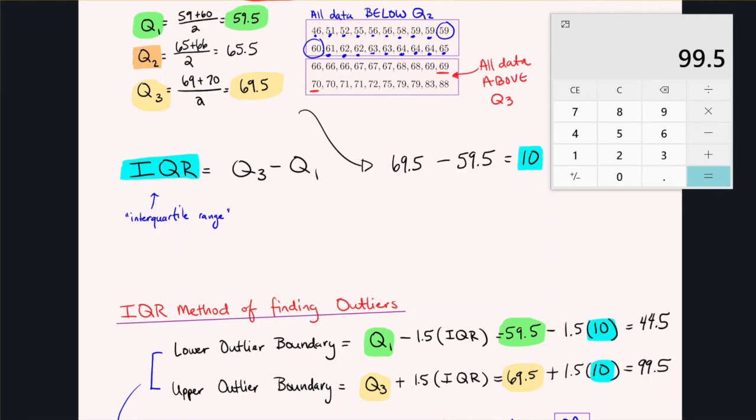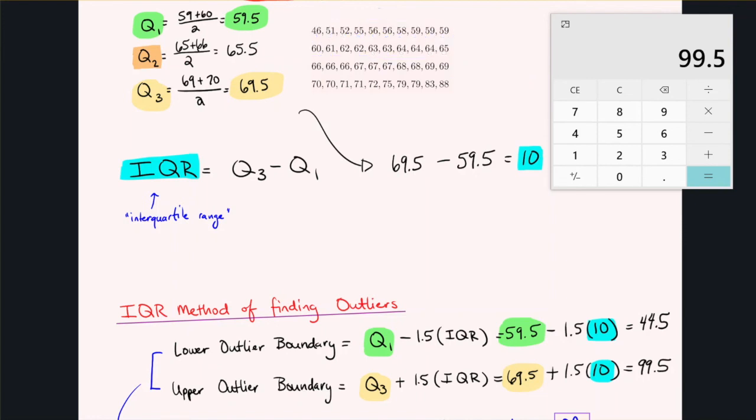So let's look at our data set here. Let me erase some of our previous notation. We can see that the lowest data value is 46, which is above the cutoff 44.5, and the highest data value is 88, which is below the cutoff 99.5. So our conclusion here is that there are no outliers, because none of the data values were below the lower outlier boundary or above the upper outlier boundary.